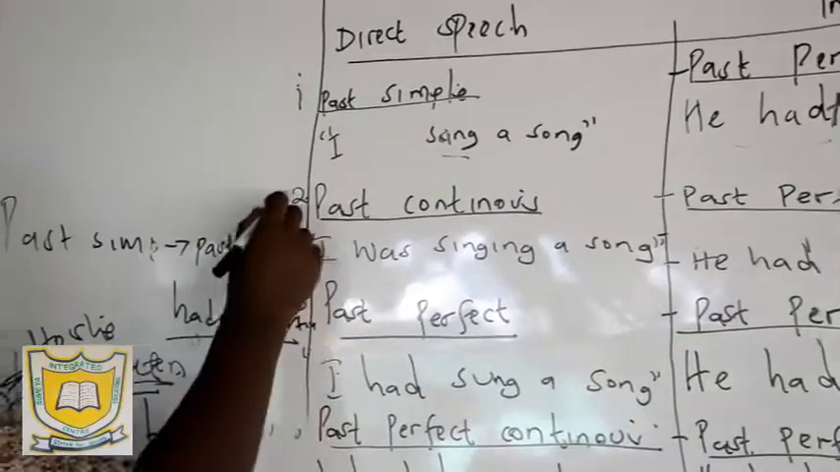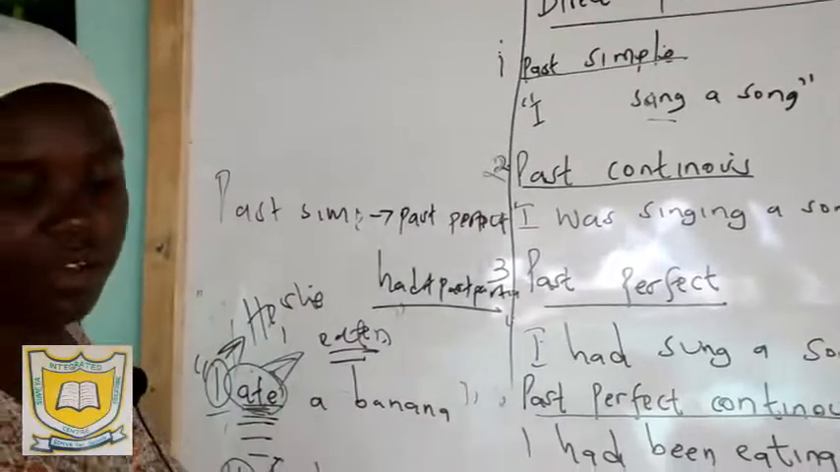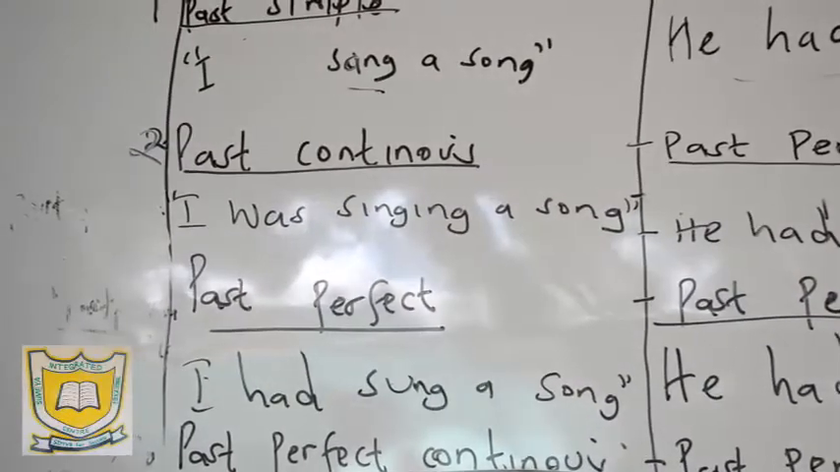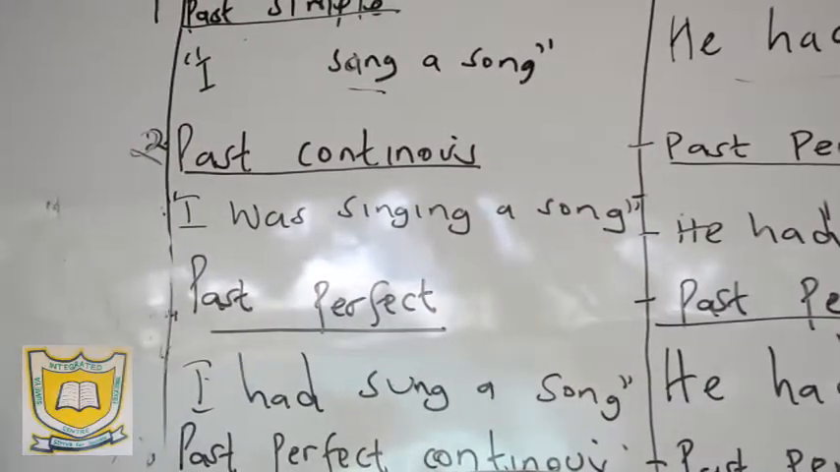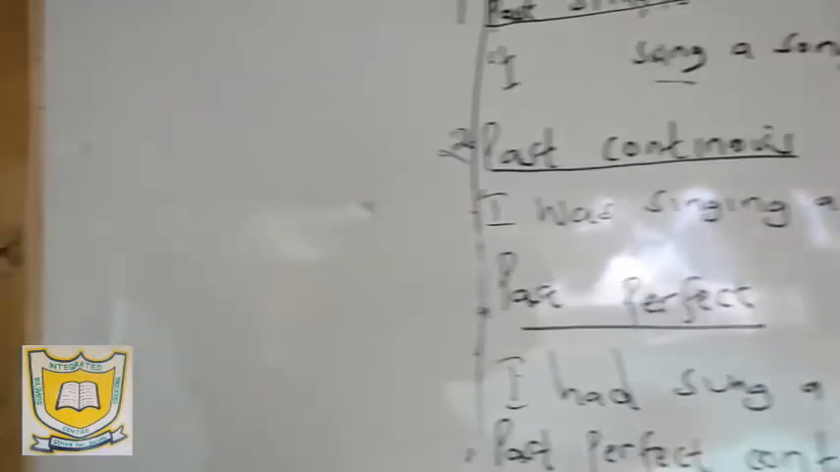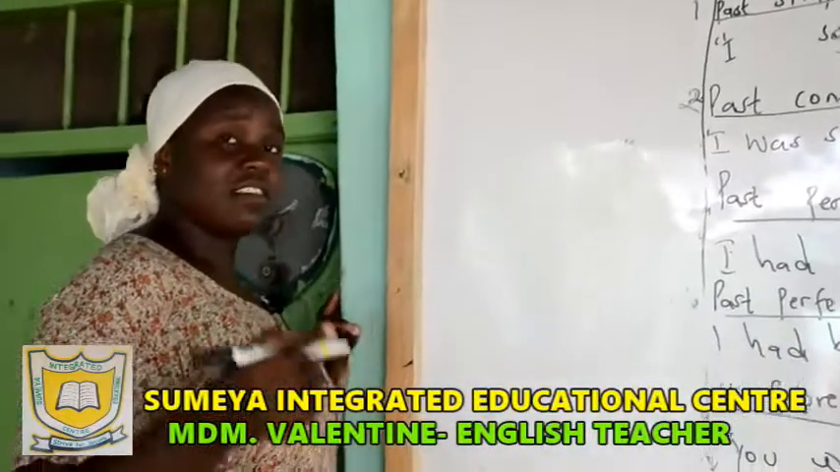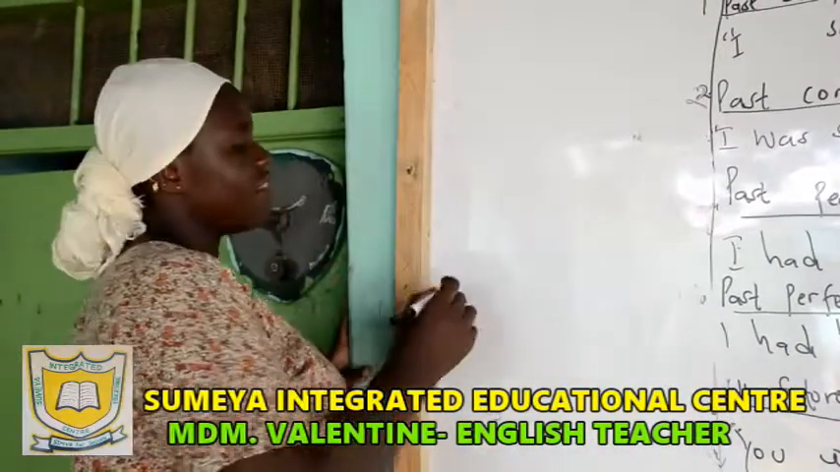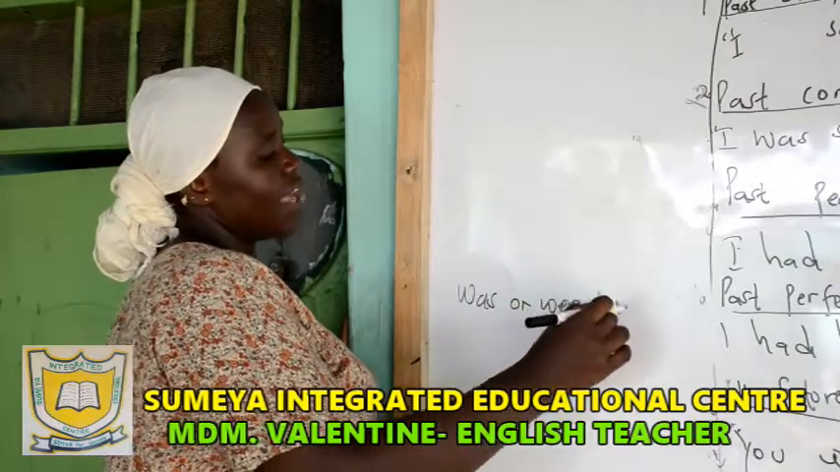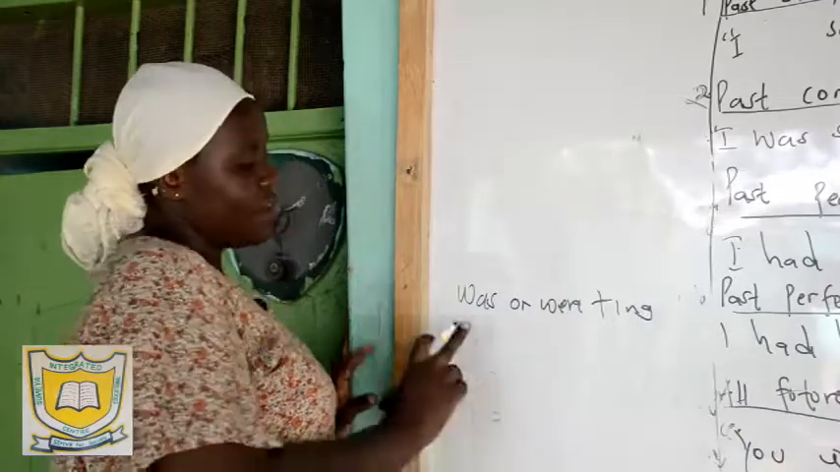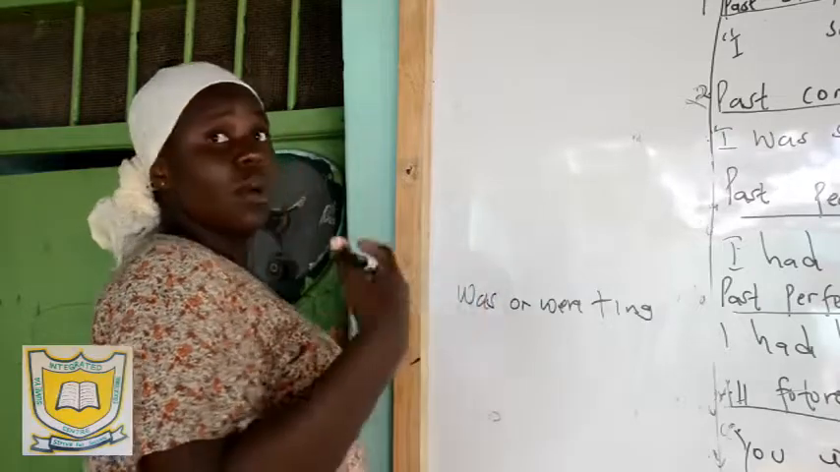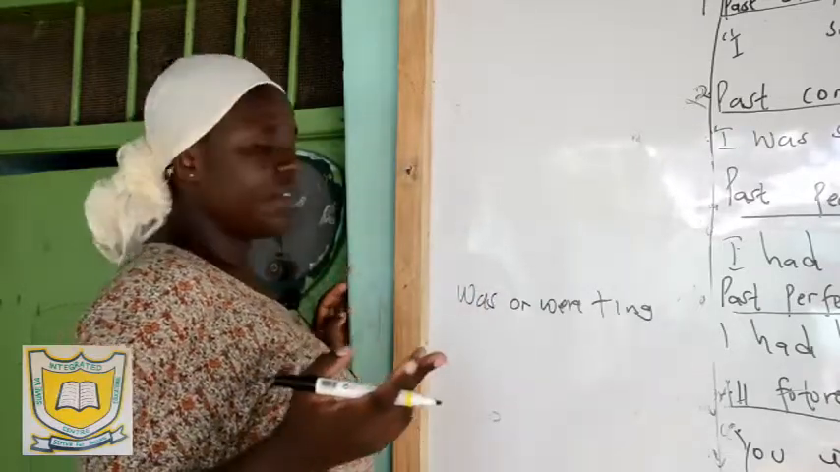Now, number 2, we are having the past continuous tense. How do you form the past continuous tense? I talked of the present continuous tense. I say the present continuous tense changes to the past. If it is the present continuous tense direct speech, it changes to the past continuous tense indirect speech. Now, how do you form the past continuous tense? You form the past continuous tense by use of was or were plus verb plus ing. Was if it is singular and were if it is plural.